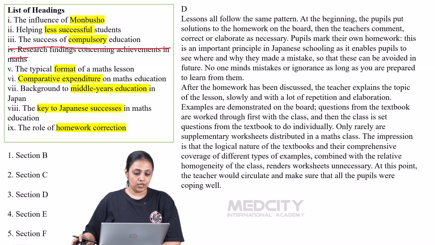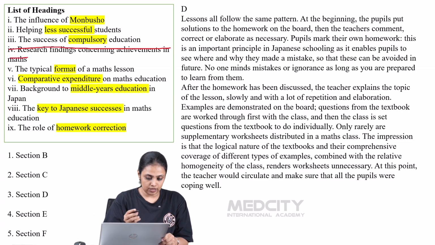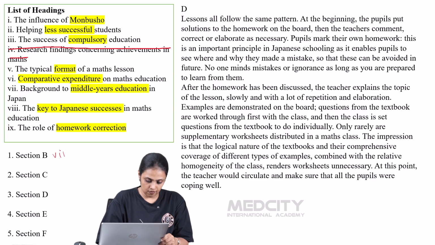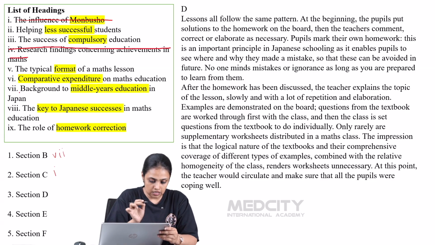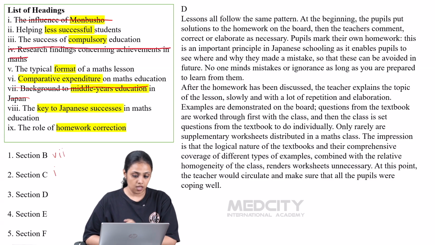Now let's look at section D. It has 2 paragraphs. Before that, let me strike out the headings which we have already selected. For section B, we have chosen 7, and for section C, we got option 1 as the answer, which means we can strike out this and strike out this. So the number of options is getting reduced. Now let's focus on section D.